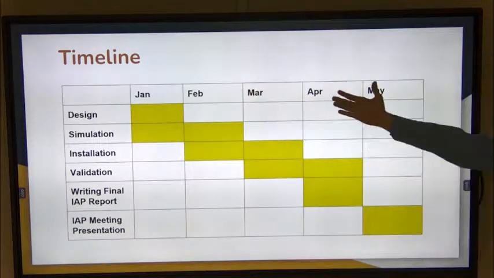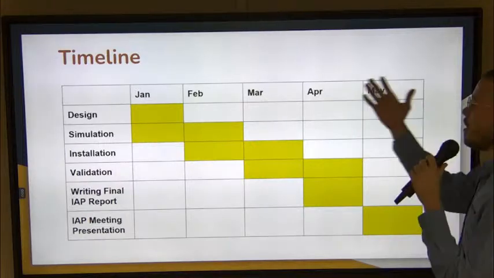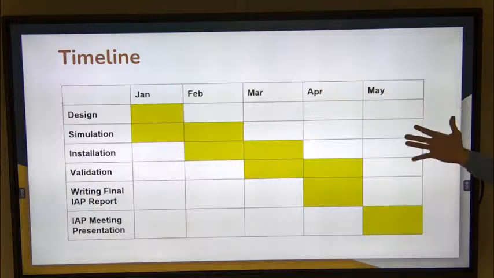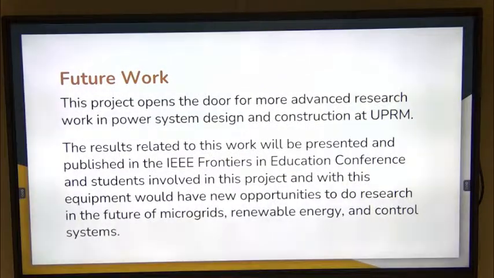that's the timeline for our project. Basically, we've been working since last year, but we were more focused this year. We did design, we did simulation, we did the installation. We were in the process of doing all the validation, and we wrote the IAP report, and here we are in the presentation.